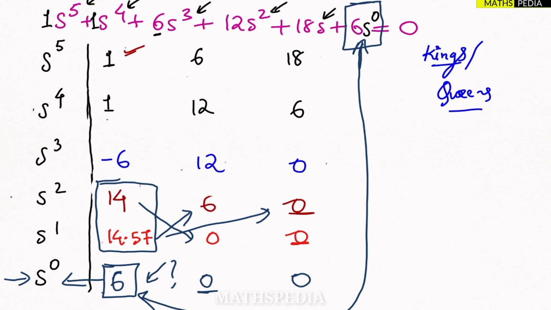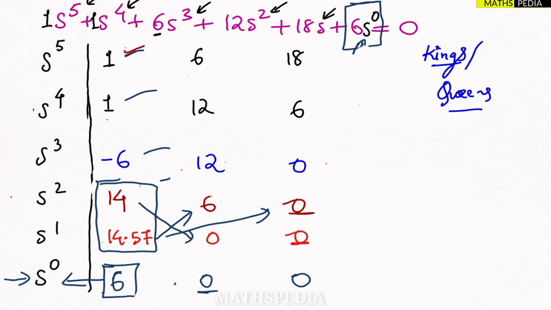Not of the other cases, don't remember other cases. I'm not talking about this. I'm talking about the s power 0, the last element in the first column. Always remember it should be equal to the s power 0 coefficient in the question. We have to find the stability, right? So as I said before, kings and queens are sitting where they are sitting, first column. So we have to find the stability using the first column.